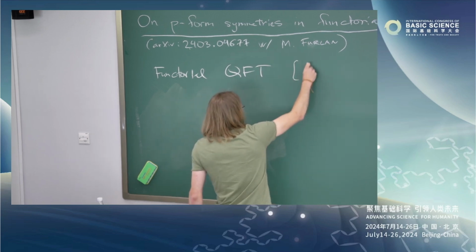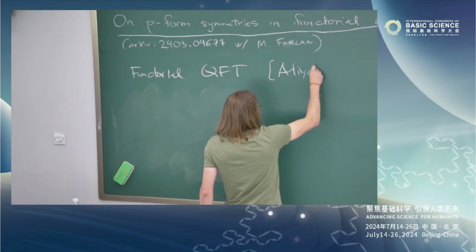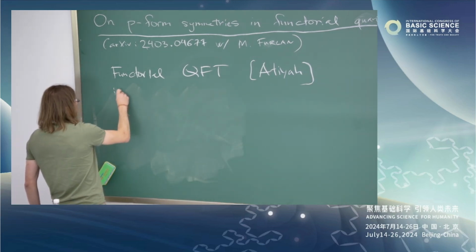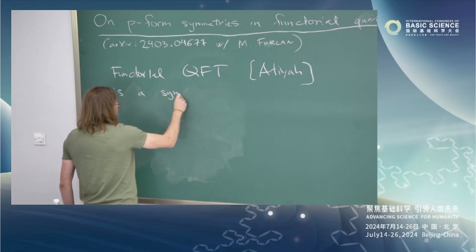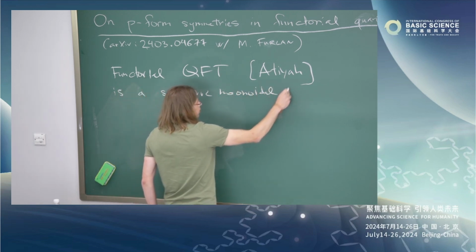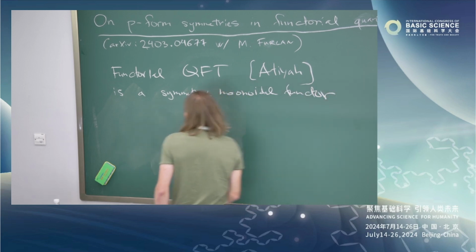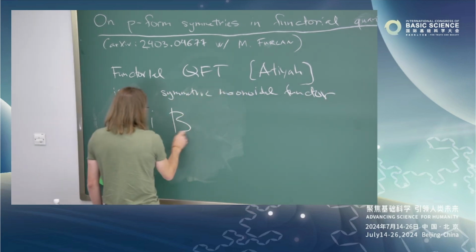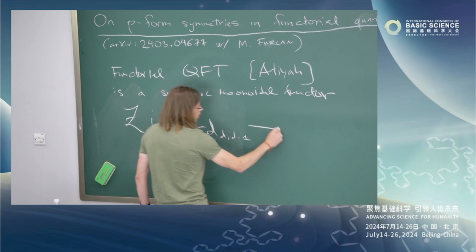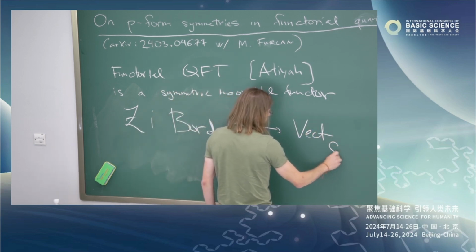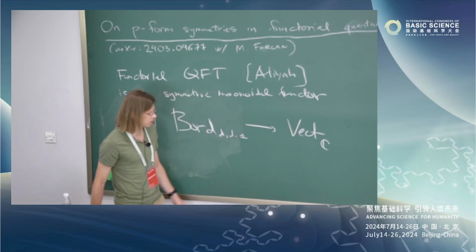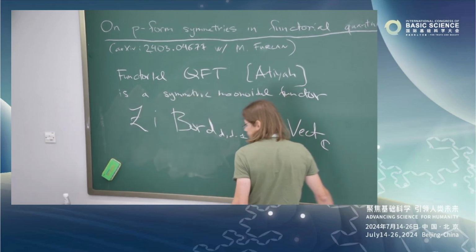It's basically due to Atiyah and Segal. It can be defined as a symmetric monoidal functor from a category of bordisms to the category of vector spaces. In my talk, I will assume that the vector spaces are over the complex numbers, but everything can be done over an algebraically closed field.